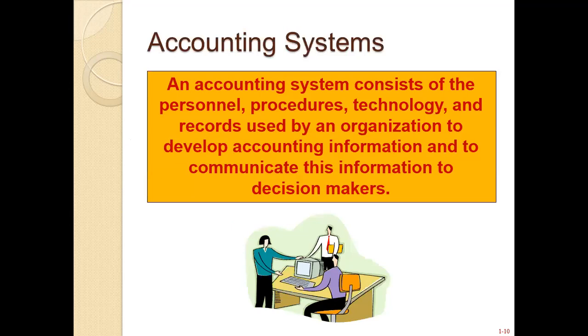Accounting system. An accounting system simply consists of the personnel, procedures, technology, and records used by an organization to develop accounting information and to communicate this information to the decision maker. Okay, but we will discuss that in the next video, because it will be long, and I will start from the next slide, accounting system.